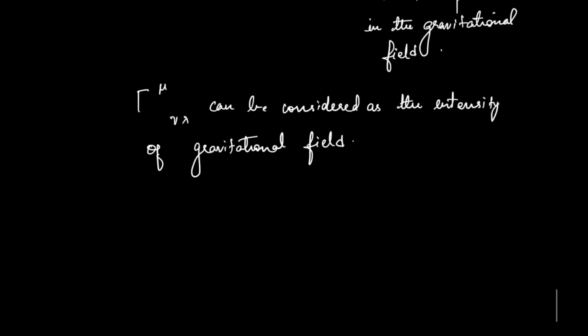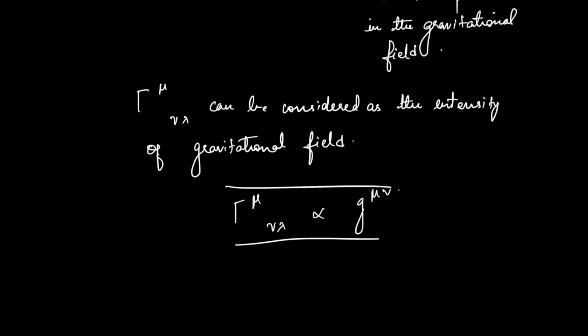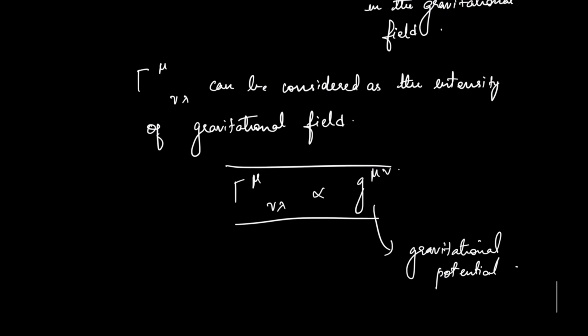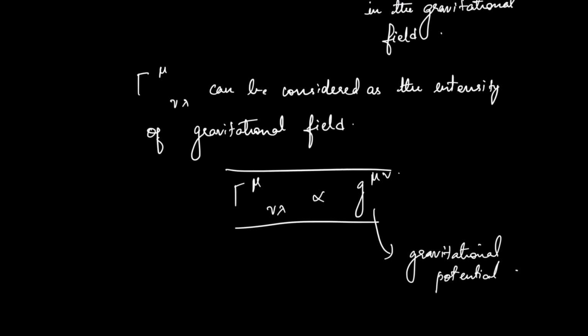And we also know that this Christoffel symbol is a function of g mu nu. That is by definition. So if the Christoffel symbol is the intensity of the gravitational field, then g mu nu must be the gravitational potential. So the Christoffel symbol can be considered as the intensity of the gravitational field, and hence the tensor g mu nu will play the role of a potential of the gravitational field.